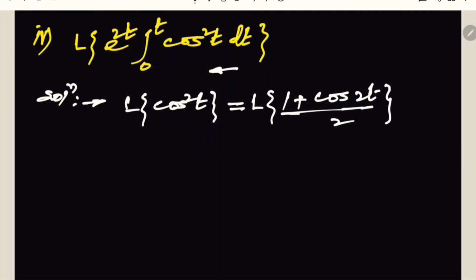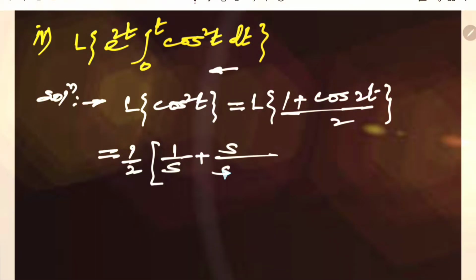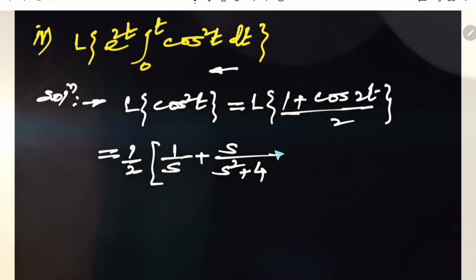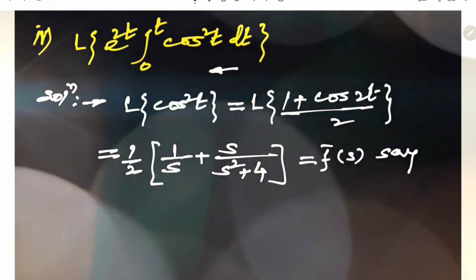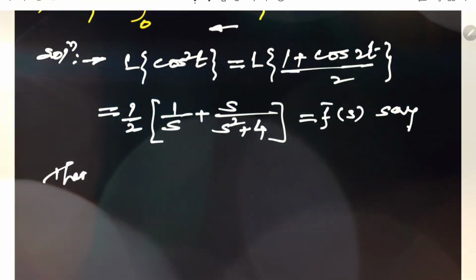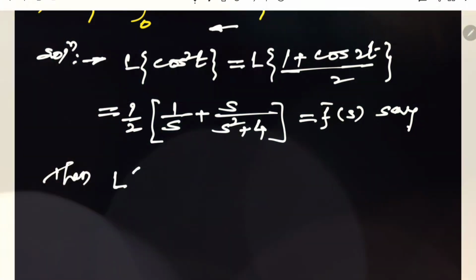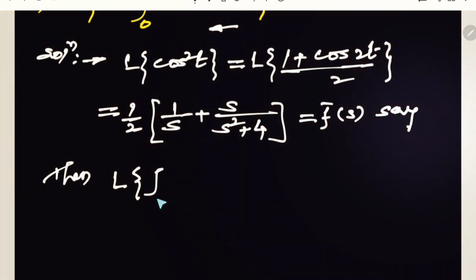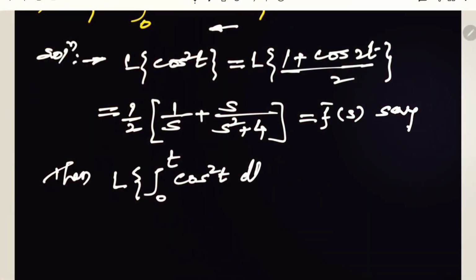Therefore, Laplace of this, 1 by 2 constant outside. Laplace of 1 is 1 by s, and Laplace of cos 2t is s upon s square plus 2 square, that is 4. And we call this f bar of s. Then Laplace of integral theorem, applying that theorem. Therefore, Laplace of integration from 0 to t of cos square t with respect to t is 1 by s into f bar of s.